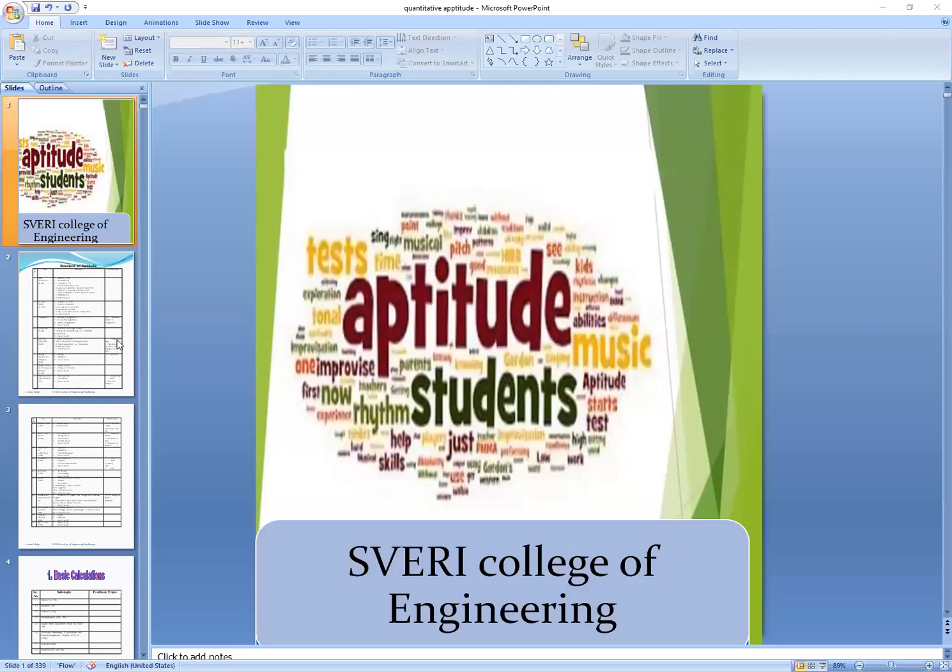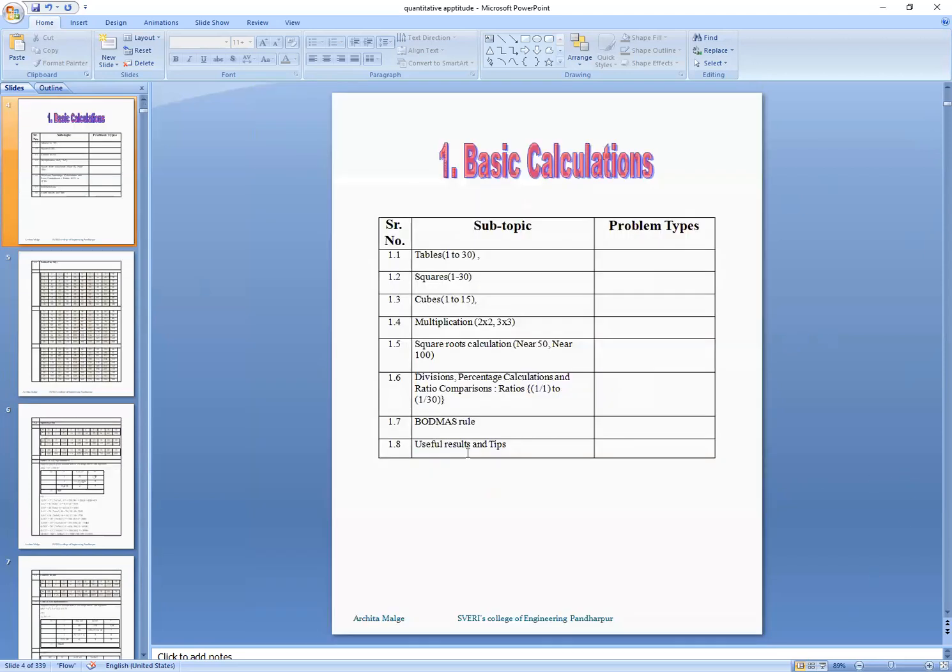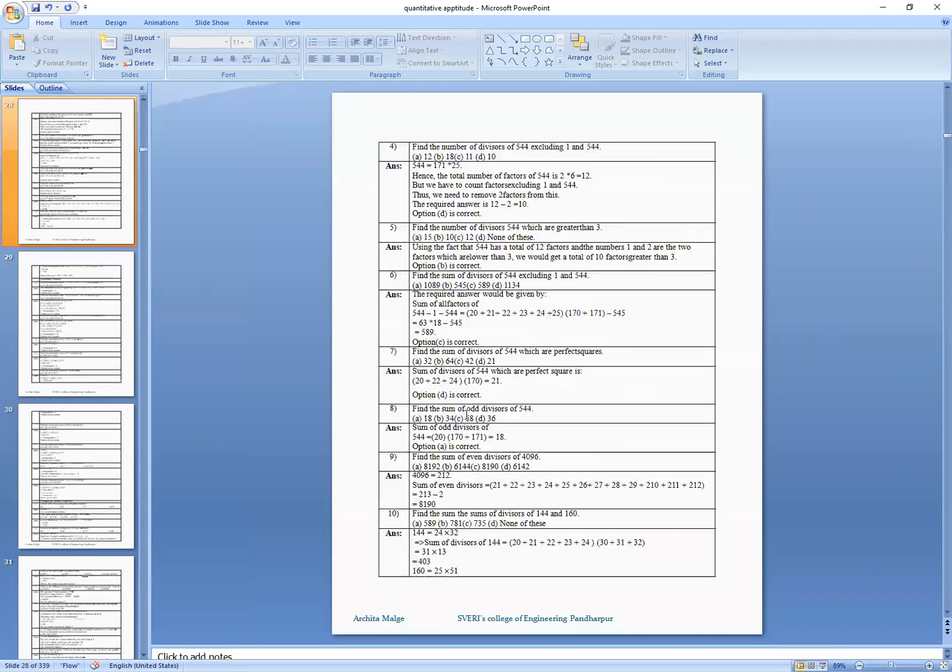So once again, we are starting our aptitude class. As earlier we have completed 4 chapters. Now we are going to see the next one, that is ratio and proportion.